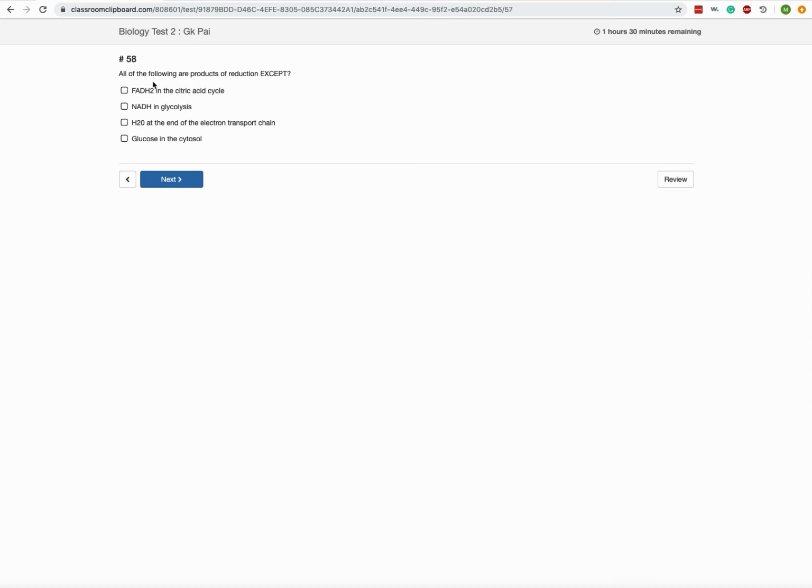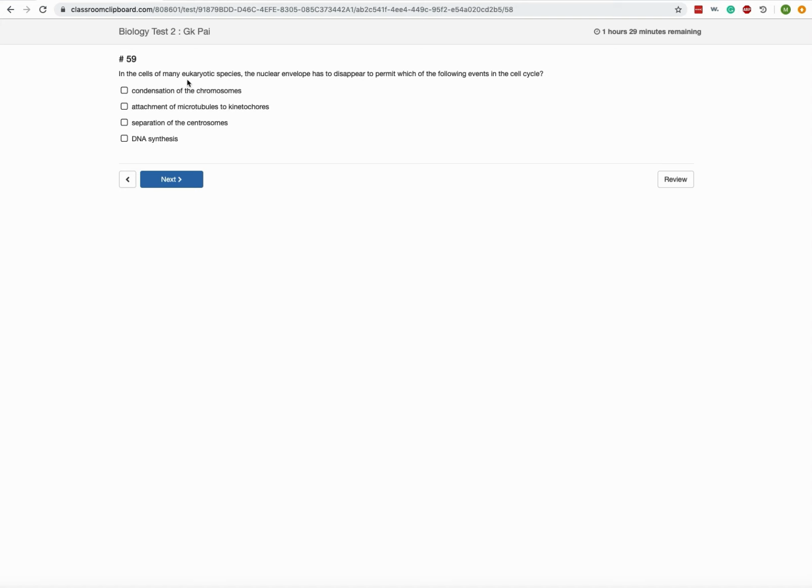All the following are products of reduction except... FADH has been reduced, NADH has already been reduced, and H2O is reduced because at the end of the electron transport chain, oxygen gets reduced with the electrons to form water. So the only thing that isn't a product of reduction is glucose.